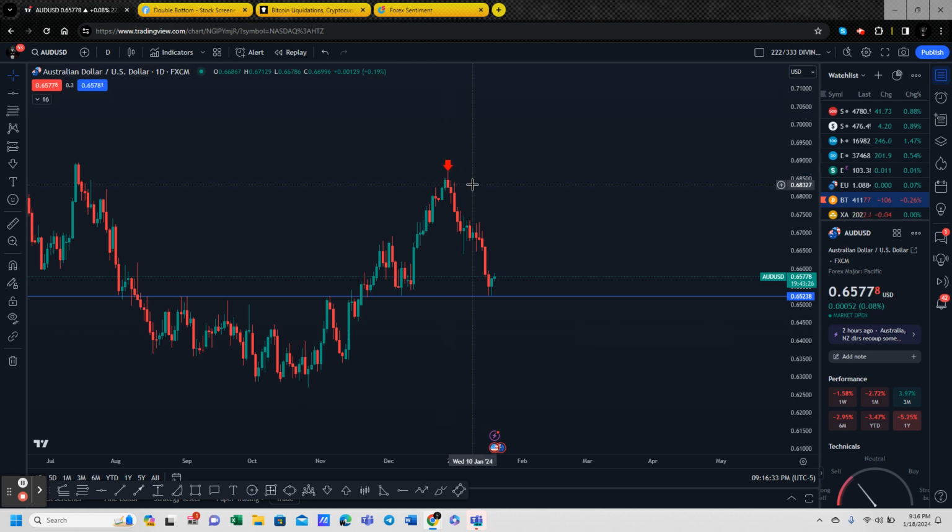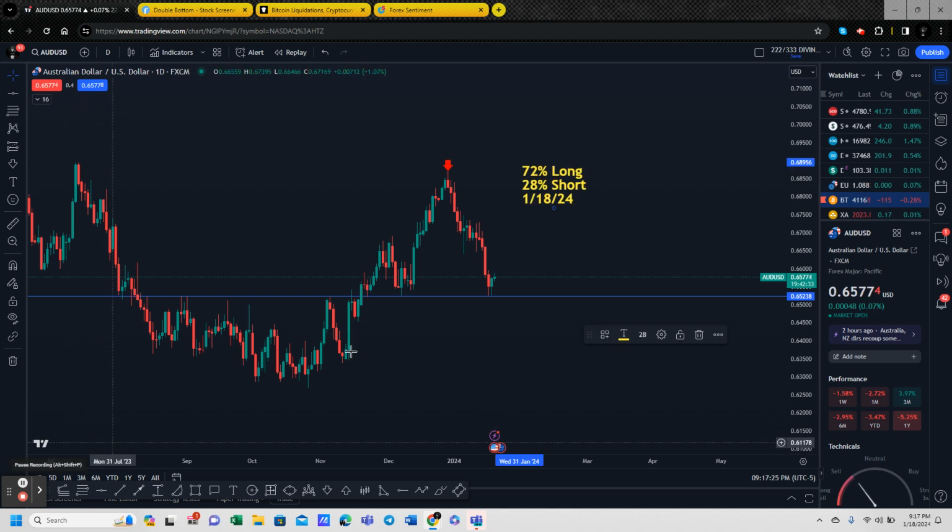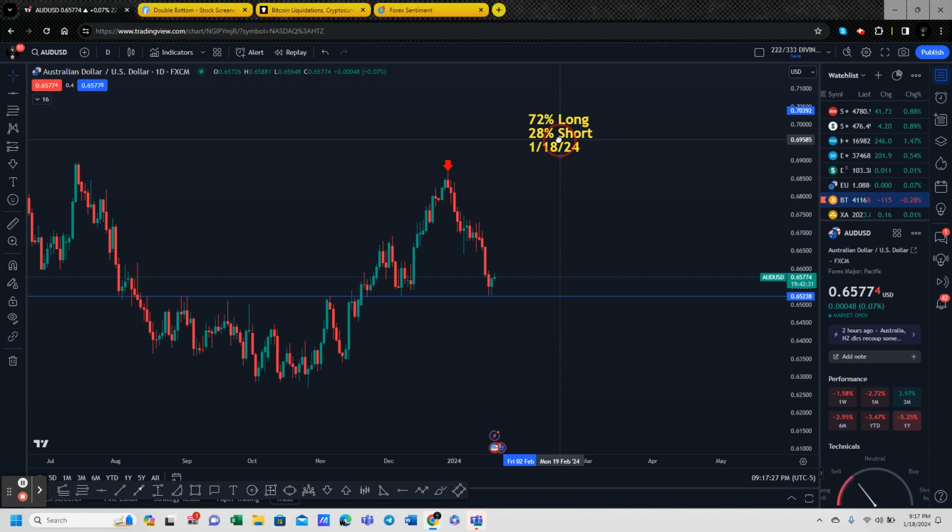Okay. Now, whenever you're doing your sentiment trading, you want to be able to notate on the chart. So I'm going to notate on the chart so you guys can see how we can keep up with it. So I added on the chart: I got 72% long, 28% short, and I got the date as of today. The reason why we want to do this is because over time, you want to continue to go back and check.